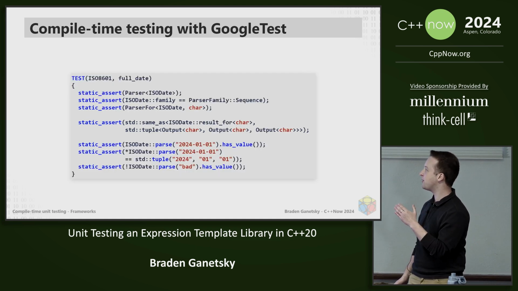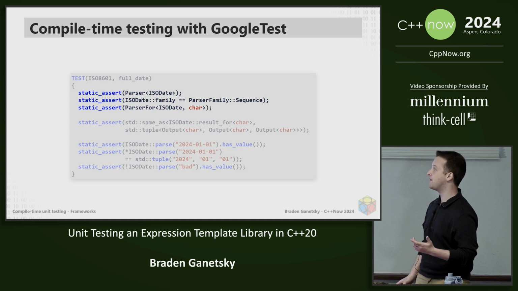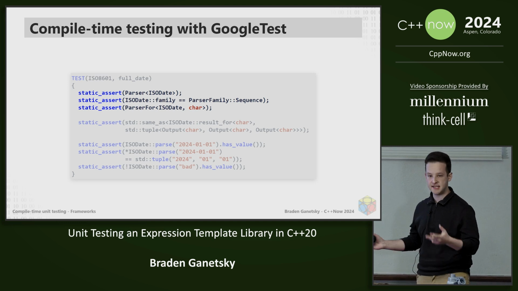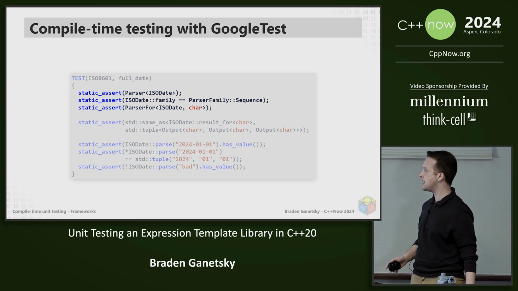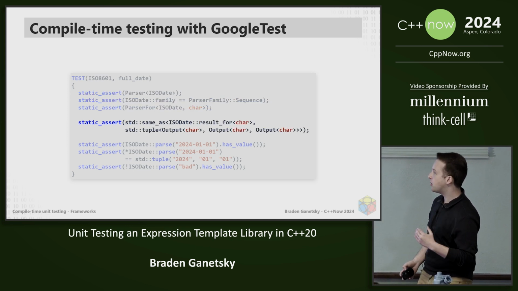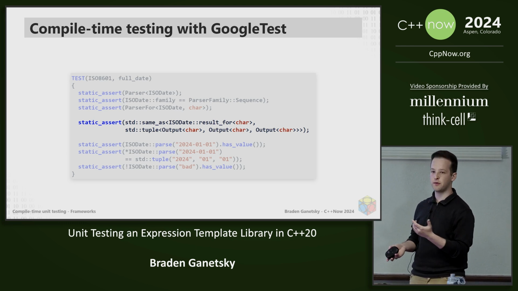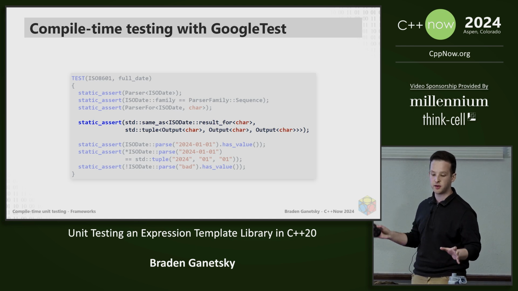And then I'll take my ISO date parser, and I'll parse a bunch of things for it. So first, there are some properties. I want to make sure that it satisfies the parser concept. I want to make sure that the family is a sequence. So just these are different things I'm able to switch on in my implementation. And then I want to make sure that isodate is a parser for span of char. Going even further, I want to make sure that the result for a span of char is a tuple of 3 spans. And that's very important. I want to make sure that the results are the same.